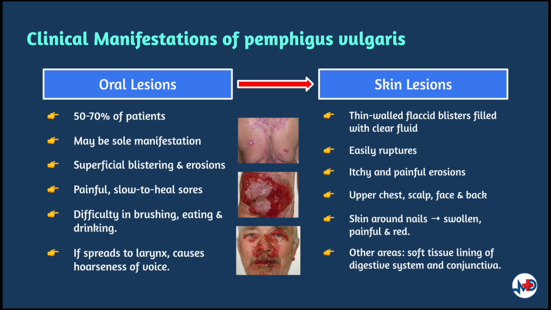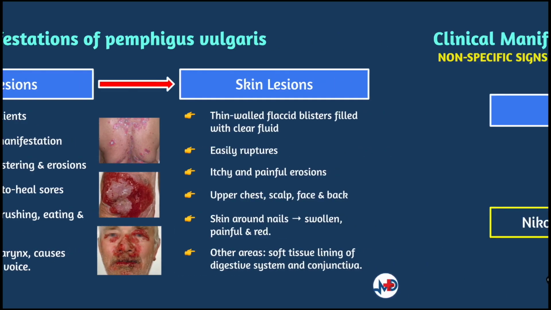Any erosions in the skin folds may develop into vegetative lesions, which are granular and crusted, often known as pemphigus vegetans. Additionally, the skin around the nails may be swollen, painful, and red. Other areas that may be affected include areas of the digestive system's soft tissue lining, such as the nose, throat, anus, vagina, and genitals. Nasal involvement causes congestion and bleeding, and lastly, the conjunctiva can also be affected.